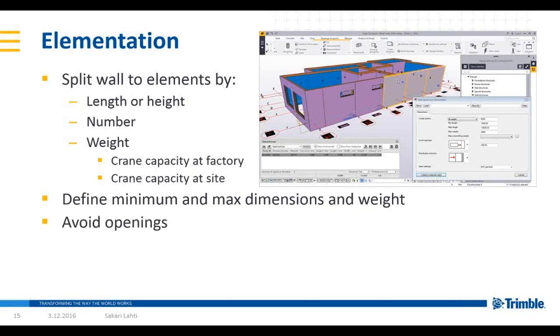You have the option to define how close the seam can be to an opening or just ignore the openings. Also, elementation takes manually inserted seams into account because there might be architectural reasons that seams are located in a certain location.